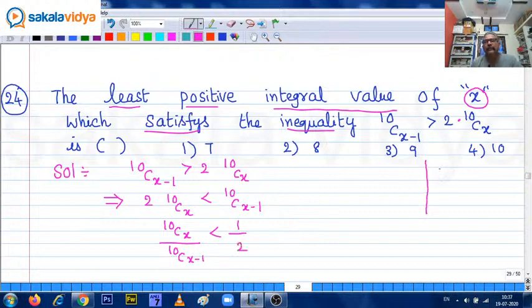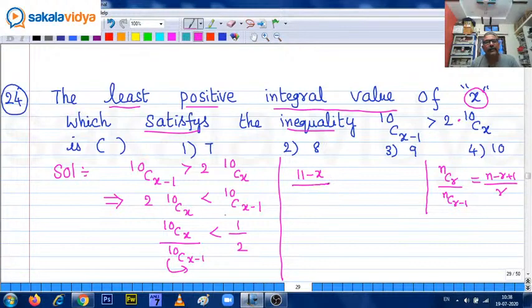So we have one important formula: nCr upon nC(r minus 1) is n minus r plus 1 upon r. So using this condition, 10 minus x plus 1, we can write 11 minus x upon x is less than 1 upon 2. Sorry, less than, not equal. 22 minus 2x less than x. 22 less than 3x. So x will be greater than 22 by 3.